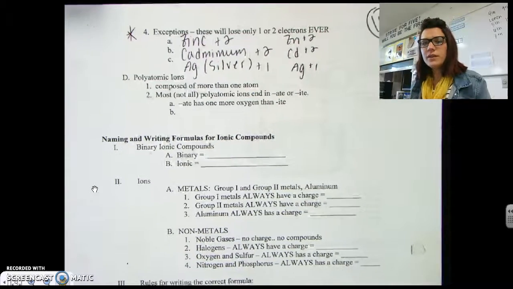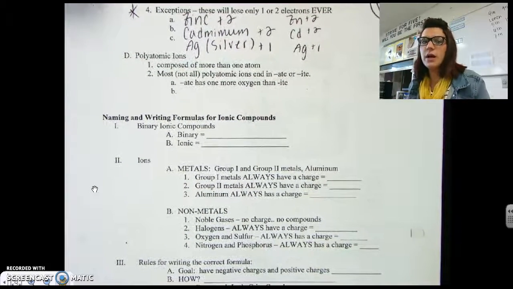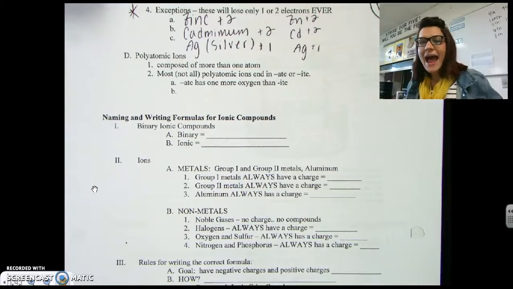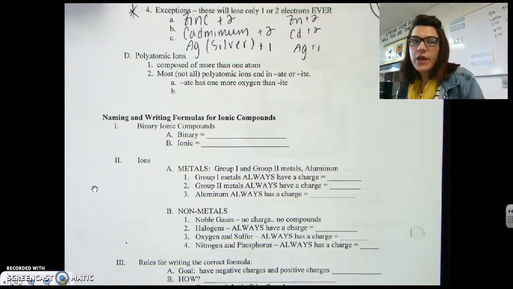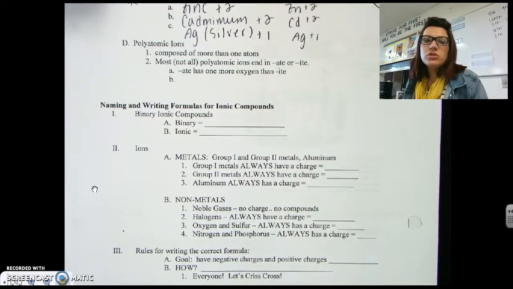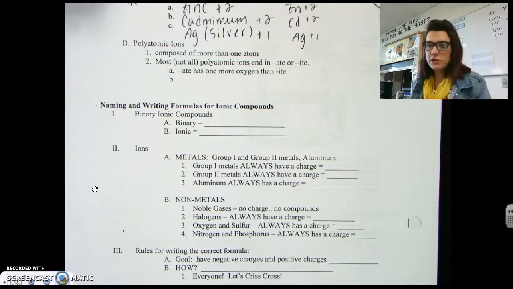And then the last type of ion that you can have is a polyatomic. These are the ones that you're working on memorizing on that yellow piece of paper. Polyatomic means many atoms in an ion, so these are composed of more than one atom. Most, but not all of them, end in ate or ite. Ate always has 1 more oxygen than ite. But those are just pure memorization that I need you to work on.